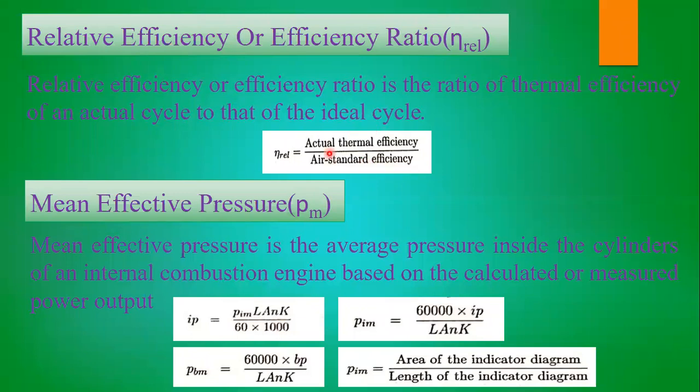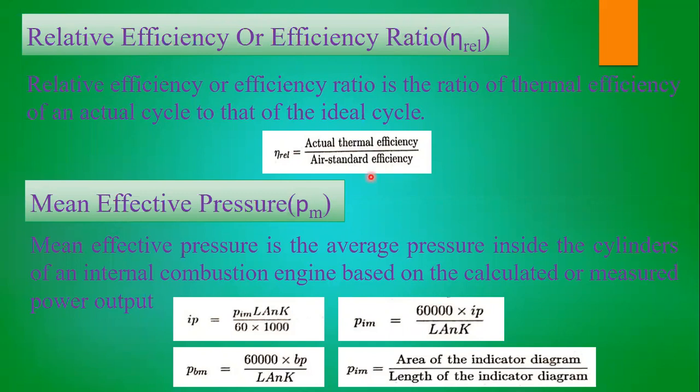Here, relative efficiency is nothing but we have the air standard efficiency. We already discussed the air standard efficiency in the previous classes when we discussed several cycles like air standard cycles, right? So we have the air standard efficiency, and in the actual cycle we have the actual thermal efficiency. When there is a relation, that means the ratio of this actual thermal efficiency to the air standard efficiency is nothing but the relative efficiency or efficiency ratio.